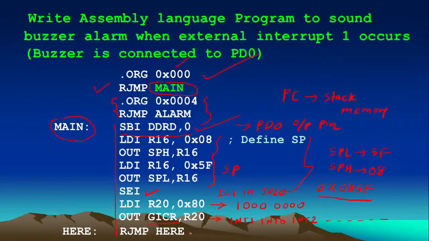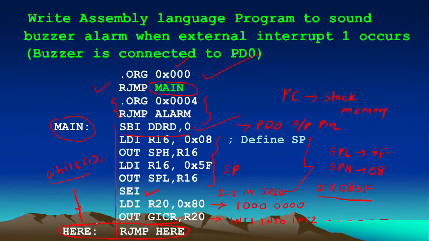Okay, so our main program is over. Now we are just waiting for the interrupt in this infinite loop. RJMP here is the infinite loop. If you remember, during the last lecture in C programming we were writing while(1), which is an infinite loop in a C program. In an assembly language program it is RJMP here, which is also an infinite loop. That means we are just waiting for the interrupt.